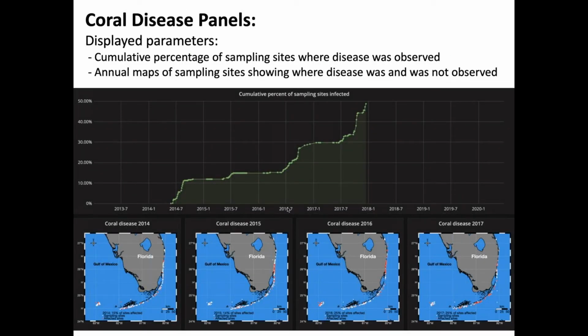For the FWC board, we have these coral disease observations. So this is percent of sampling sites affected, so basically where they saw the disease, and then these panels down here break it down by year. So this is 2014 through 2017. These are a little hard to see, I'm sure, but you can see that in the red is where the disease was observed, and the white was where they made observations, but didn't see any of the disease. So this is a little bit static, and we're working to make some animations that will hopefully be more illustrative in terms of how this disease made it down the reef tract.